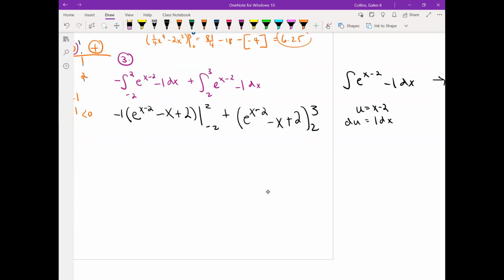All right, so if I plug in my limits, I have a negative 1 times e to the 2 minus 2. So that's e to the 0. Minus 2 plus 2 will cancel out. So I'm going to get e to the 0 for plugging in my upper limit. I could write this out if it's helpful to see it. And then I'm going to subtract from that the negative 2 plugged in. So e to the negative 2 minus 2 is e to the negative 4. Minus negative 2 is a plus 2 plus 2.